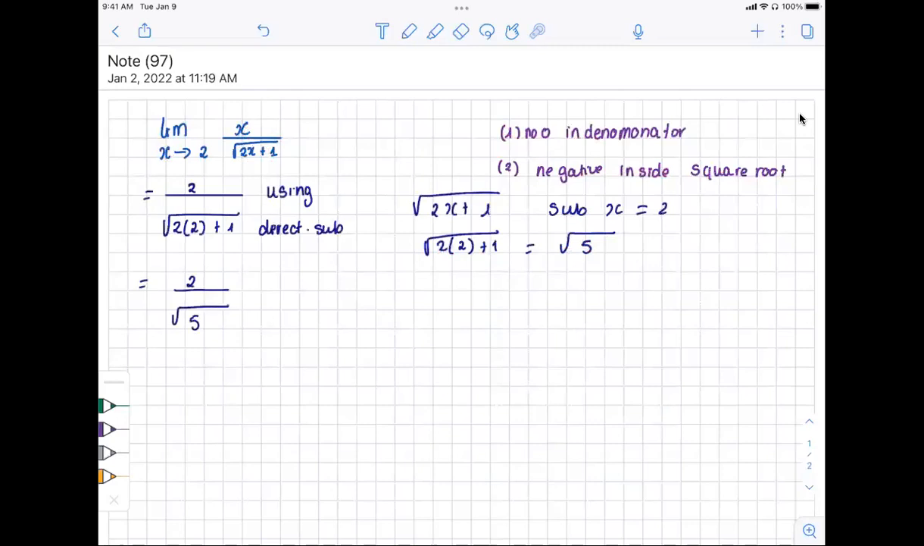Now, you can give us a decimal number for this one, but honestly, you can leave it as it is, right? So that is solving the limit using the method of direct substitution. Okay.